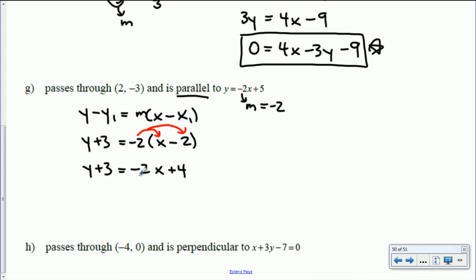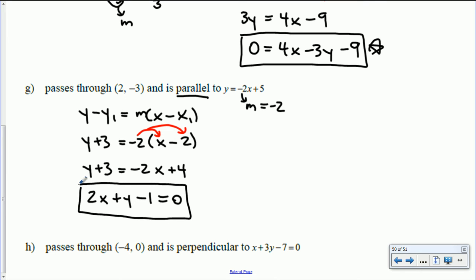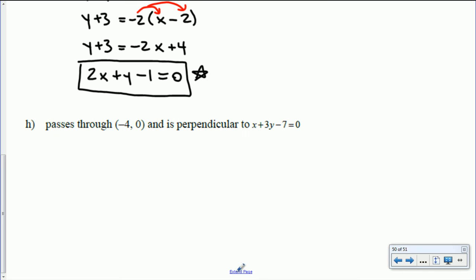Coefficient on x is negative, so I need to make that positive, so I'll bring everything to the left. So if I add 2x to both sides, I get 2x plus y, and then I need to subtract 4 from both sides, so 3 subtract 4, negative 1, that's 0. So that's 3g. Okay, 3h, passing through this point and perpendicular to that line.